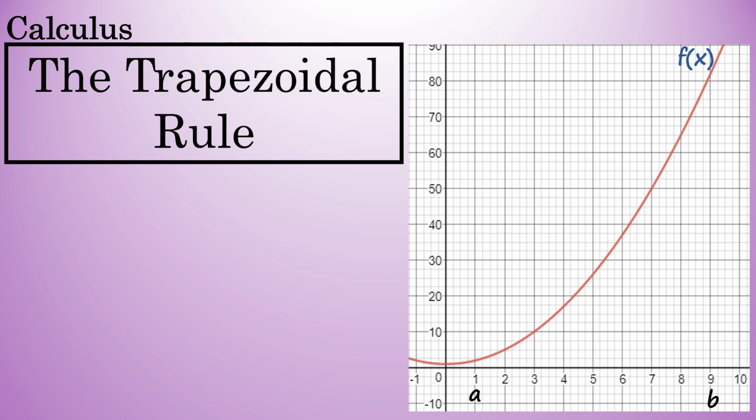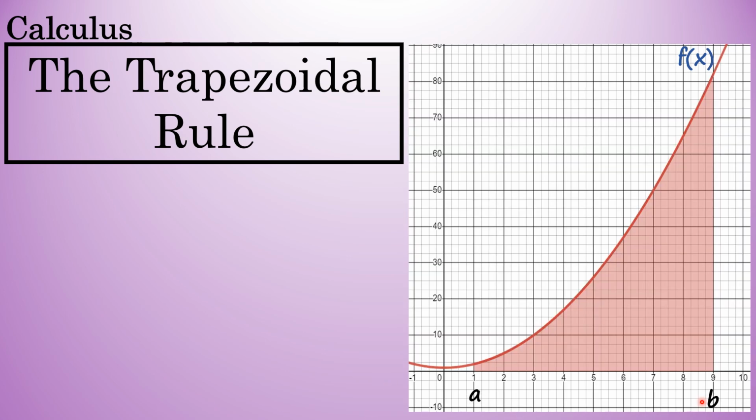A common problem of integral calculus is to find the area between a curve and the x-axis. For example, finding the area below this function f of x and the x-axis from a to b would be the area of this shaded region. In the past, you may have estimated this area using rectangles.